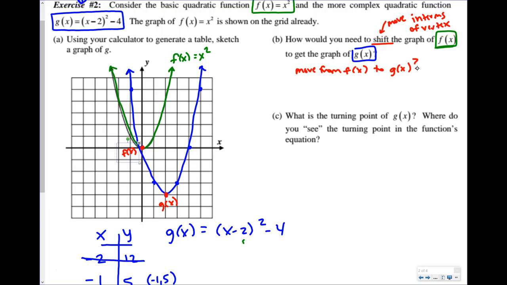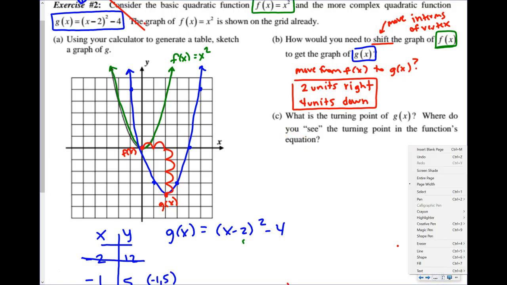Well, this is a lot like thinking of rise over run a little bit. I'm going to move 1, 2 units to the right, and I'm going to move 1, 2, 3, 4 units down. This is how it shifted. My graph went 2 units to the right and 4 units down. Okay? That's the shift.